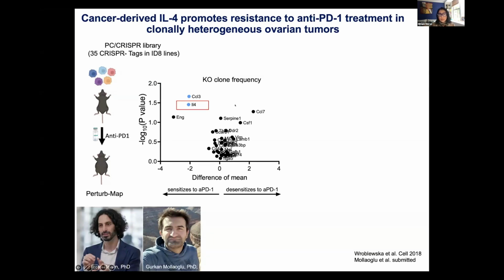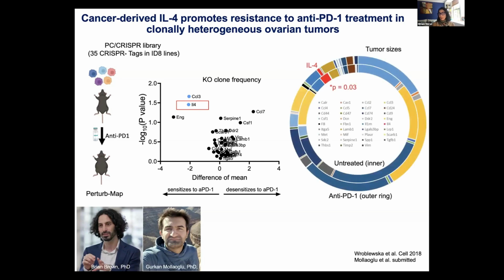And what was very interesting is that the tumors that lack IL-4, which could potentially signal on the myeloid compartment, were in fact more susceptible to PD-1 blockade. This is all the CRISPR that he put in his tumor line. Here, in the inner circle, the tumors are not treated, in the outer circle they are treated, and he showed that when there is no IL-4, they are more susceptible to PD-1 blockade.